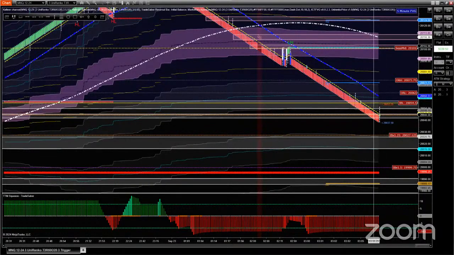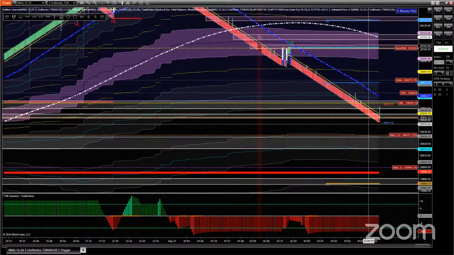So we just have to be patient with our next entry, because we don't want to be chasing the trade. Yeah. So you just have to be patient. Even though you missed that trade, that's fine. Let it go. Most likely we'll see what's going to happen here.